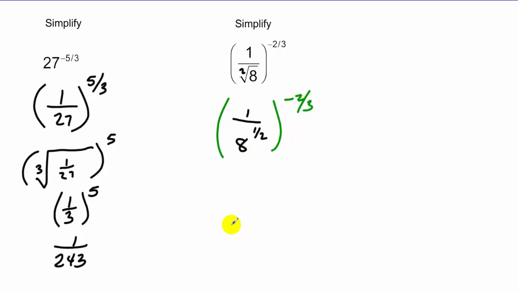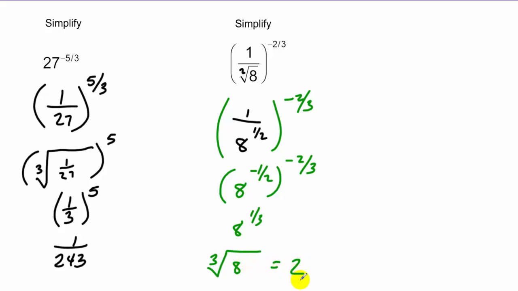I now have this expression, and I know I have a power raised to a power. I can do this a couple of different ways. I think I'm going to bring the 8 up to the numerator, which means that I'll say that's 8 to the negative 1/2 power. Remember, taking the reciprocal of something means making a negative exponent, and that's all raised to the negative 2/3. So when I multiply a power of a power, I end up with 8 to the 1/3, which is the same thing as the cube root of 8, which is the same thing as 2.